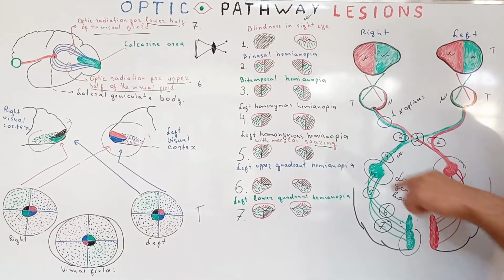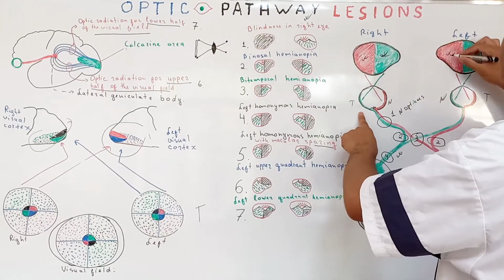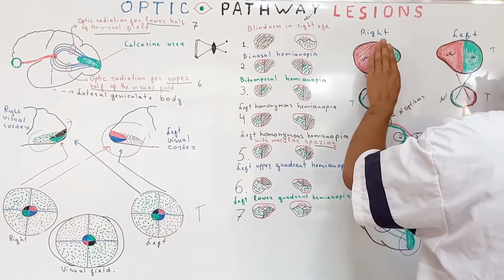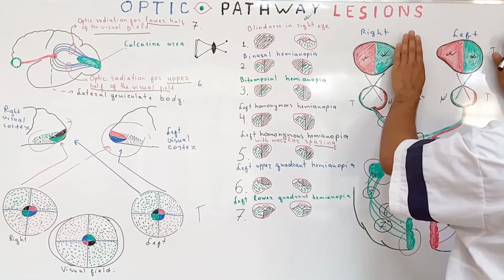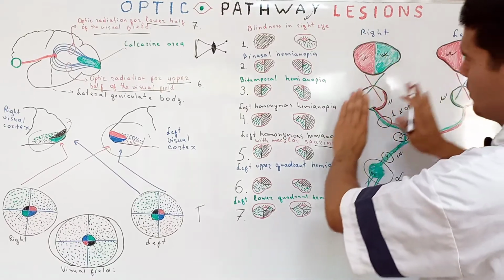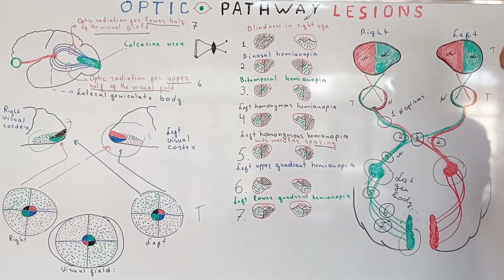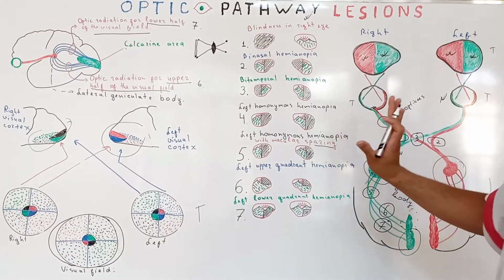In this situation, the patient has difficulties with this part and this part of the view. It means that the patient couldn't see these views. And we can call this situation left homonymous hemianopia, okay, that's correct.